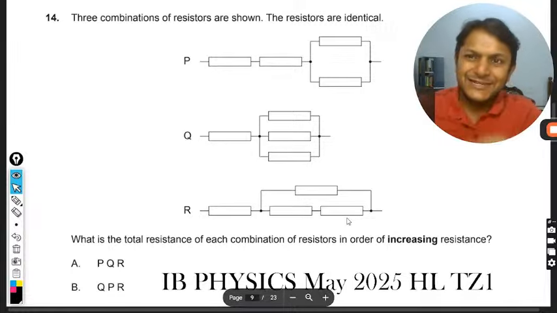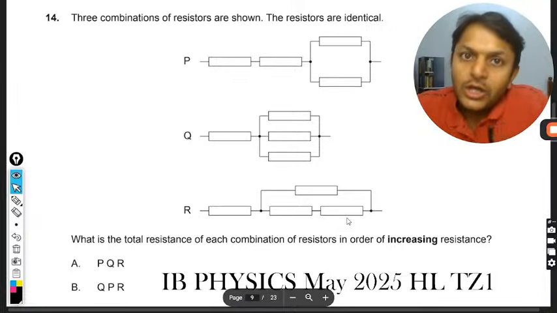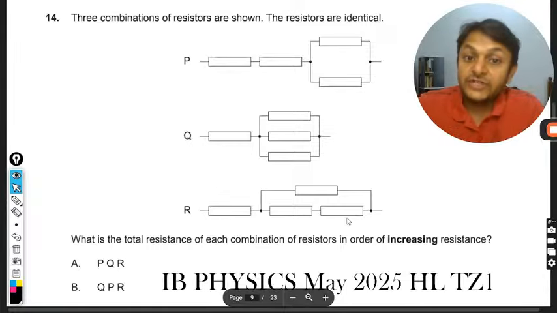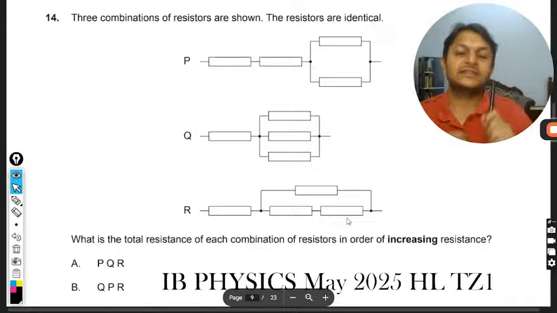Okay, dear student, let's see what is there in this question. 3 combinations of resistors are shown. The resistors are identical. What is the total resistance of each combination of resistors in order of increasing resistance?